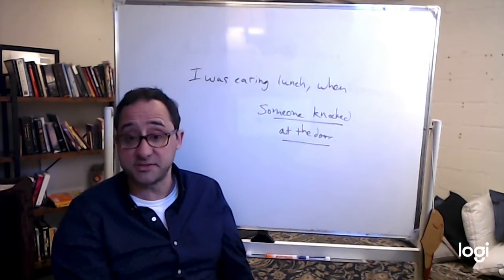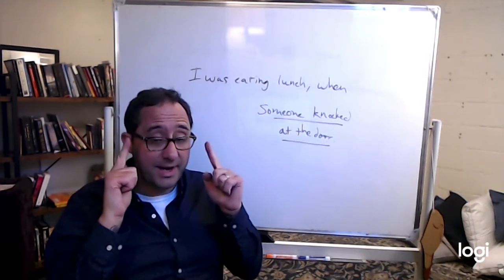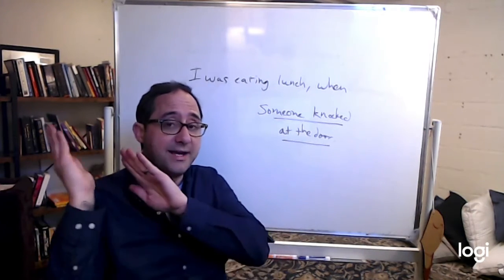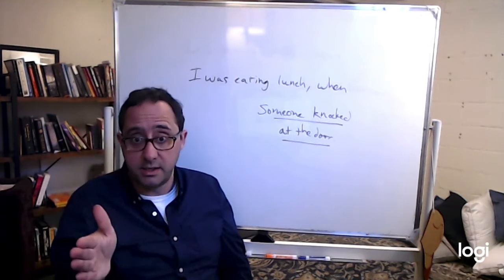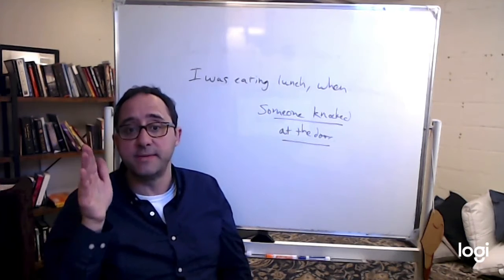So this is how we use this. It's pretty easy, but you have to think about how you're using it. You're thinking in the past, and it's not just one thing that happened at one time and is done. If it happened at one time and is done, we use the past simple.